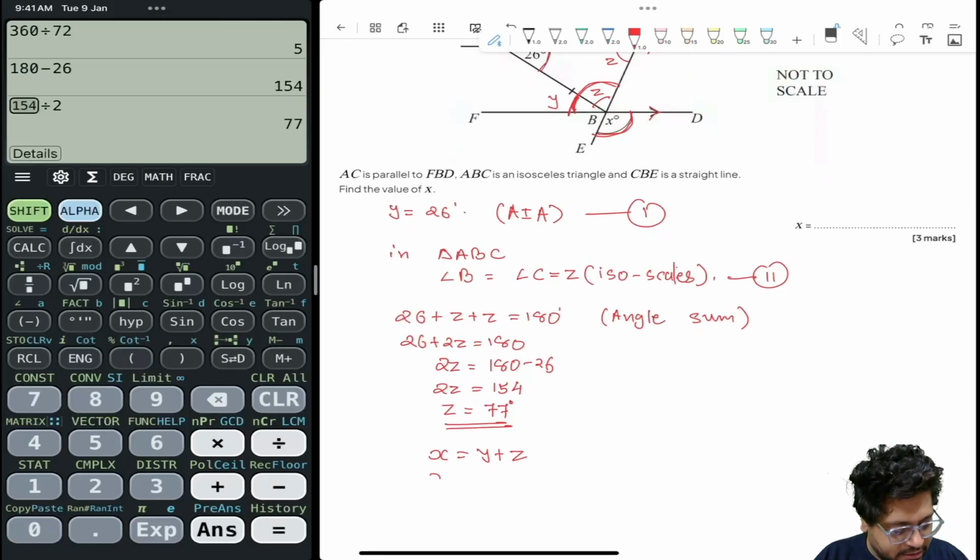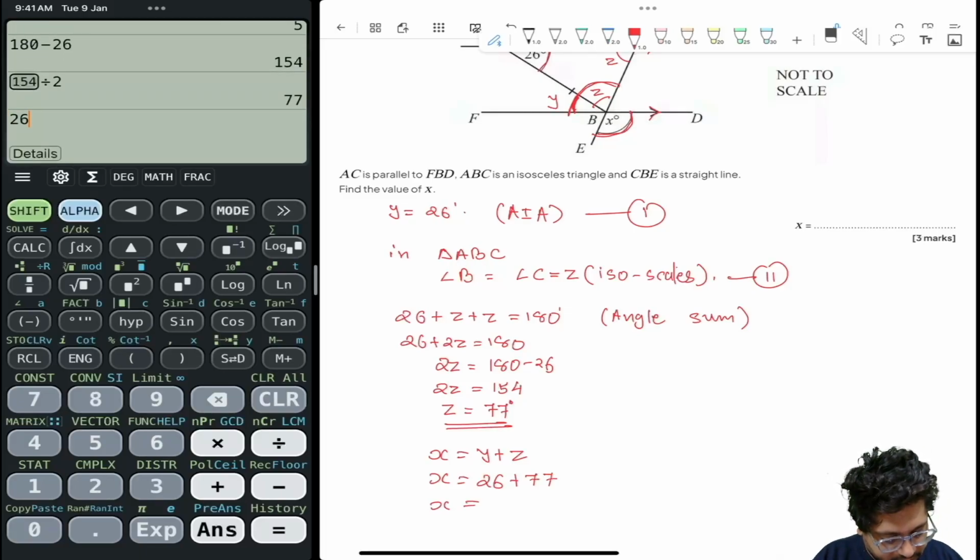So X is equal to Y, which is 26, and Z is 77. So let's do 26 plus 77, that is 103. Okay, so this is how you found the X, which is 103. Clear?